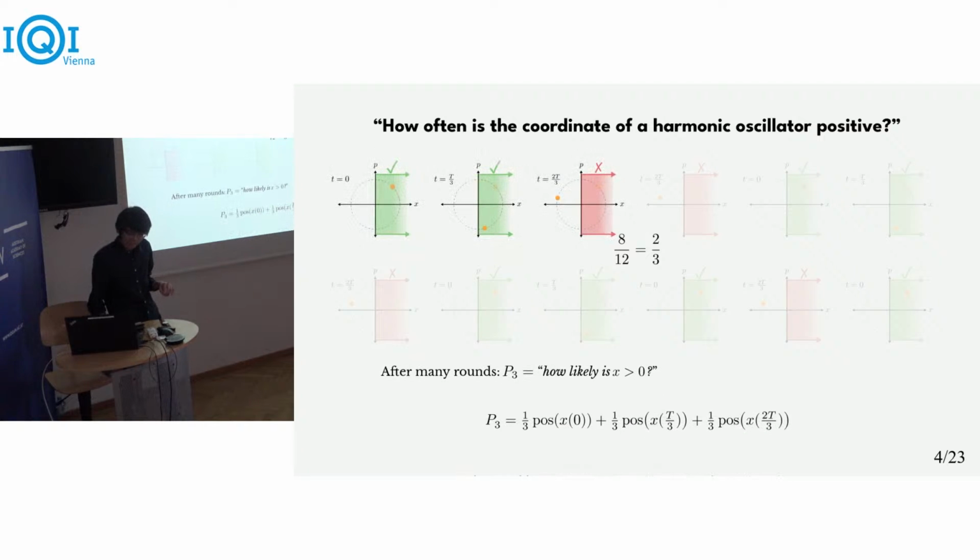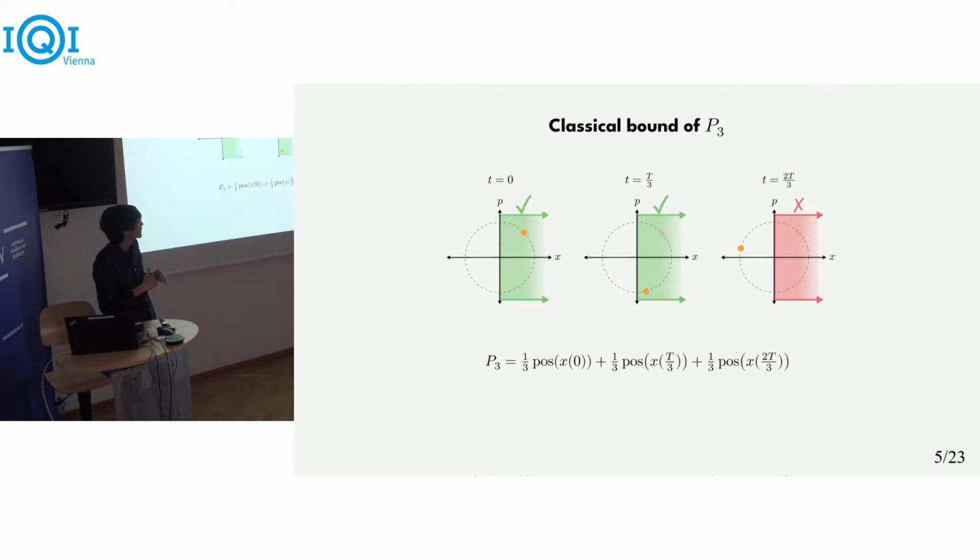So it should be clear that if we repeat this many rounds, 1,000 rounds or so, then really the score is just the average of whether it is positive at time 0, at time 1/3 of the period, and time 2/3 of the period. And so let's try to see in the classical case what kind of score we can get. Right? So in this case, we already see that the score is 2/3.